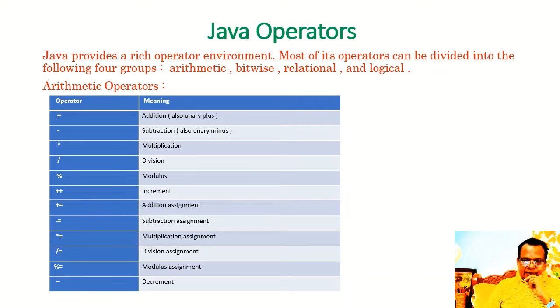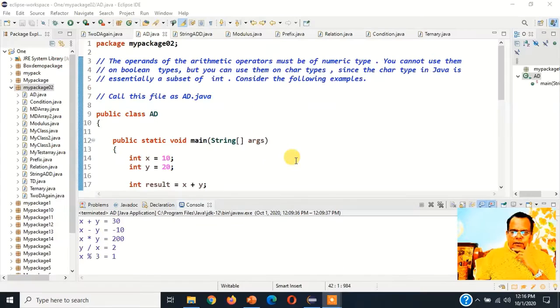Plus plus is for the increment operator. Plus equal is addition assignment. Minus equal is subtraction assignment. Star equal is multiplication assignment. Slash equal is division assignment. Percent equal is modulus assignment. Minus minus is decrement. Plus plus is for increment, minus minus is for decrement. It's very simple.